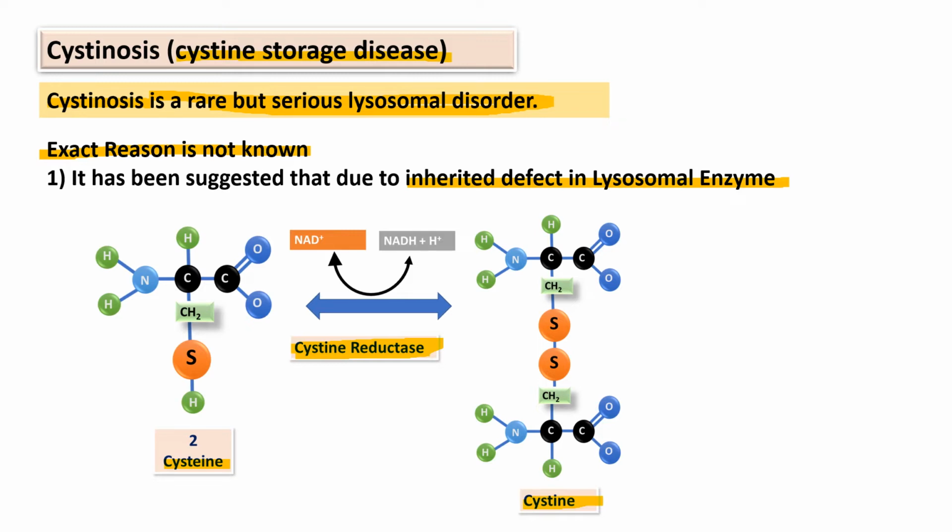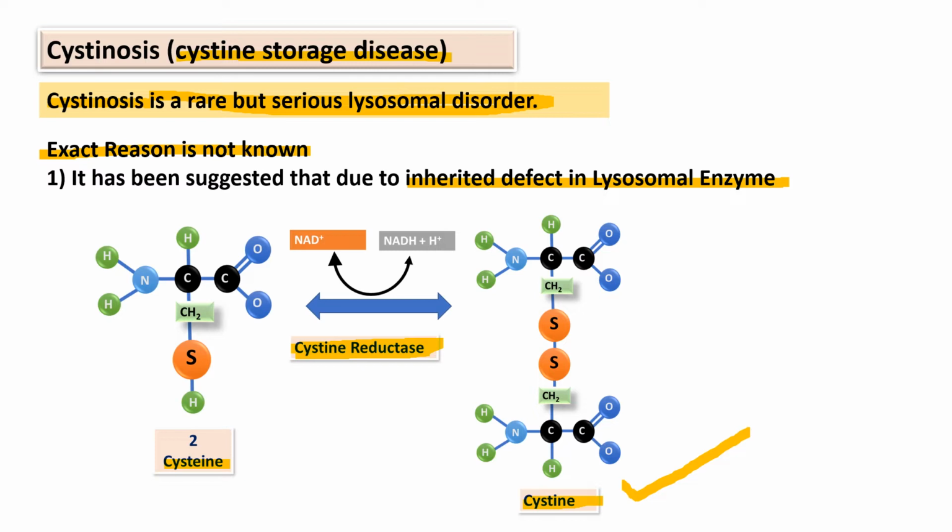So this cystine is not metabolized, and it starts depositing in the tissues. Cystinosis is characterized by the deposition of cystine crystals in the tissues and organs of the reticuloendothelial system. There is accumulation of this cystine in the lysosomes of the reticuloendothelial system. So what is the reticuloendothelial system? That is the liver, bone marrow, lymph node and kidney. So this cystine will be deposited in the liver, kidney, bone marrow, and lymph node.